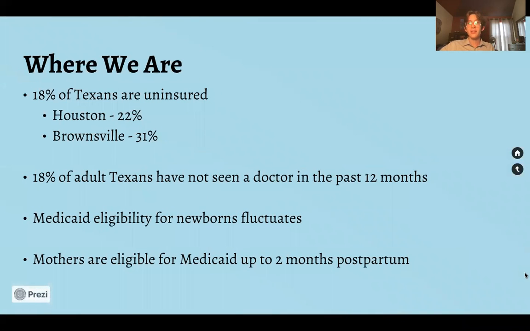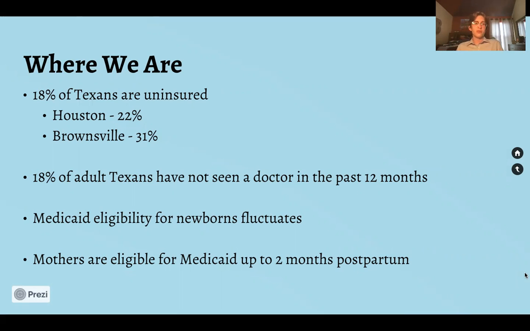Well, for one, Texas has the highest rate of uninsured people in the nation. About 18% of Texans are currently uninsured, which is about 5.2 million. Looking specifically within the Houston area where we are, that number is 22%, so almost 1 in 4 Houstonians. In communities such as Brownsville, that number can be upwards of 30%. 18% of adult Texans have also not seen a doctor within the past 12 months, which is really worrying when we're looking at lack of preventative care within our state.